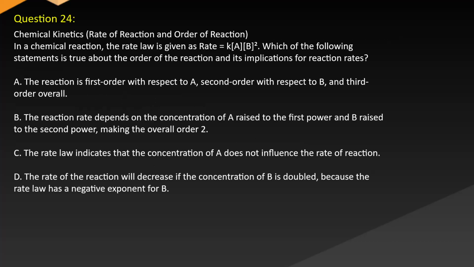Question 24. Chemical kinetics, rate of reaction and order of reaction. In a chemical reaction, the rate law is given as rate = k[A][B]². Which of the following statements is true about the order of the reaction and its implications for reaction rates? A. The reaction is first order with respect to A, second order with respect to B, and third order overall. B. The reaction rate depends on the concentration of A raised to the first power and B raised to the second power, making the overall order 2.